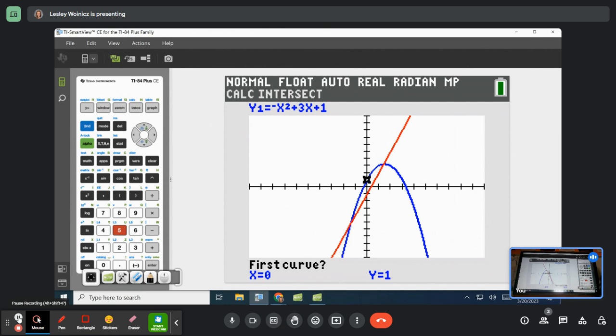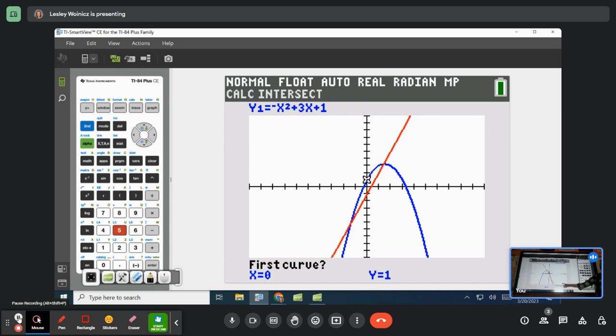Now your calculator is running the same program no matter how many equations you put in y equals, okay? It lets you put in more than one at a time, but it still needs you to tell it which two to find the intersection for. So even though there are only 2 that we have in there, your calculator still wants you to say, okay, this one and this one, find the intersection.